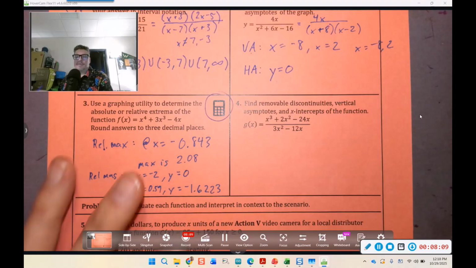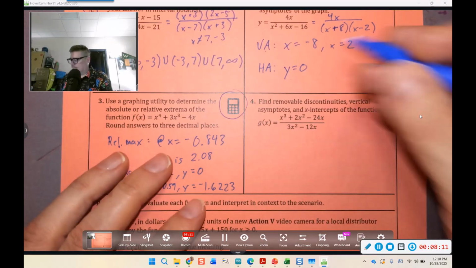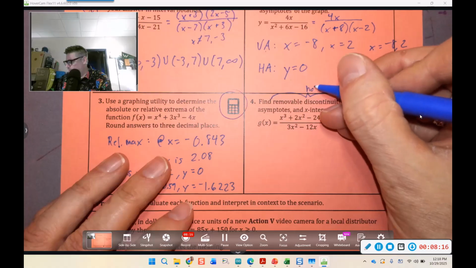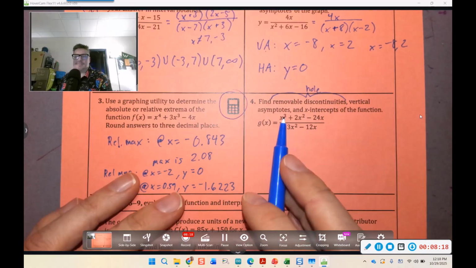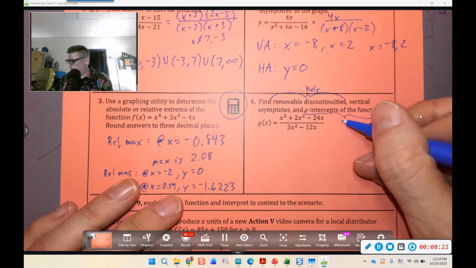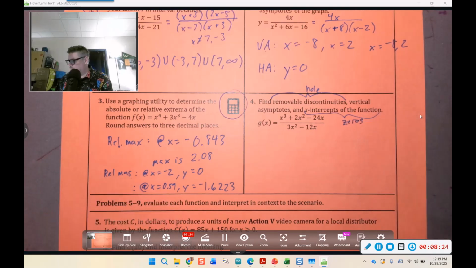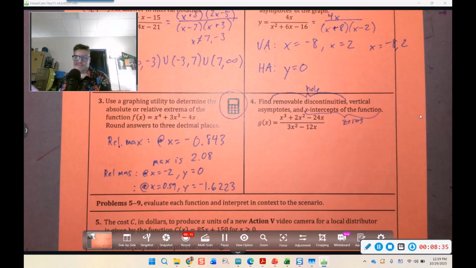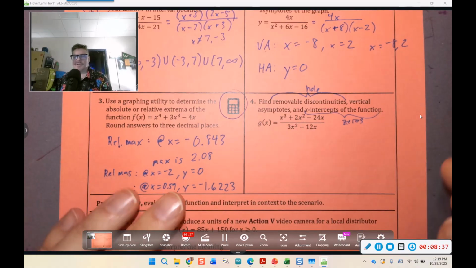All right, find removable discontinuities. Okay, so let's remember what he's called here. That's a hole. And then vertical asymptotes, we know what that is. X-intercepts are zeros. Okay, so we like to just use hole and zeros because it's just quicker and easier, but that's actually the technical word for both of them. In fact, zeros and hole, that actually is a technical word as well, so no need for that.